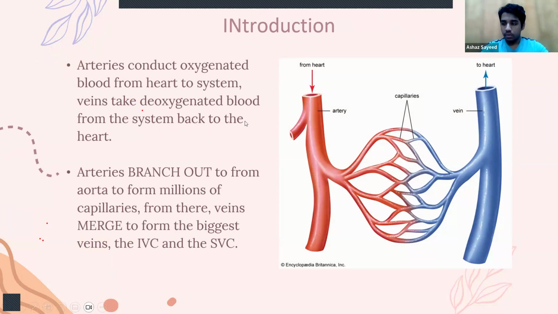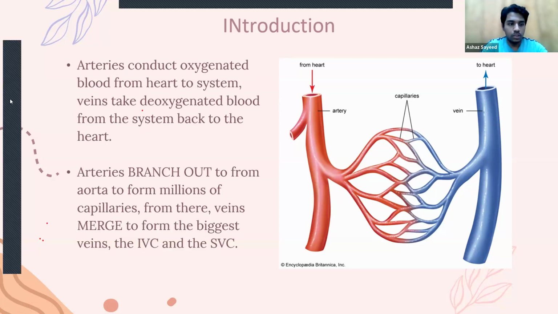We're done with the heart. Now we'll be talking about the blood vessels. You have the arteries, you have the veins, and connecting them, you have the capillaries. It's all just basic. Arteries conduct oxygenated blood from the heart to the tissues. And veins take deoxygenated blood from the tissues back to the heart. Arteries, oxygenated blood; veins, deoxygenated.